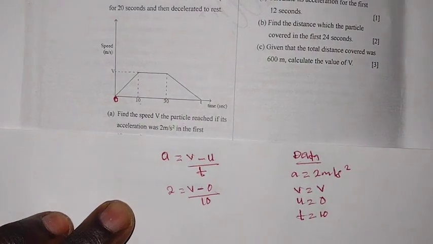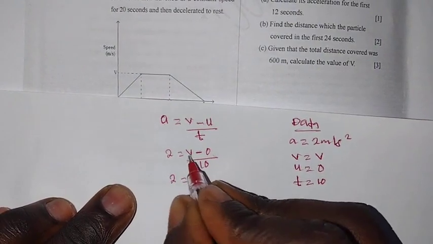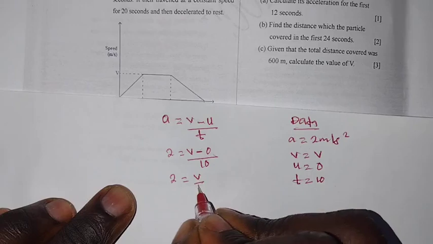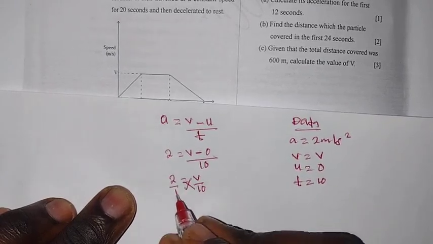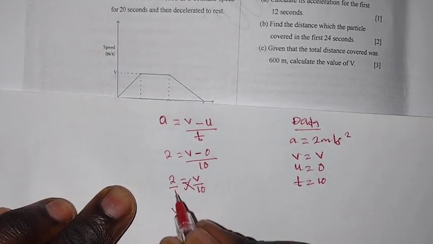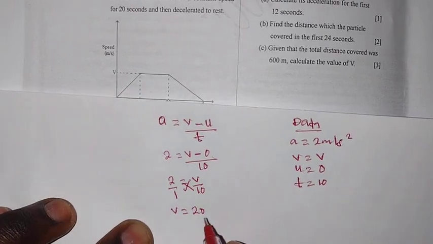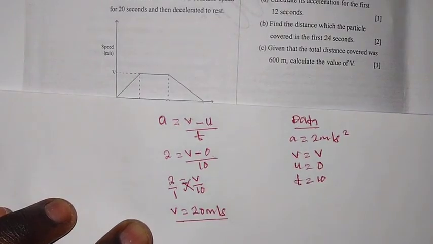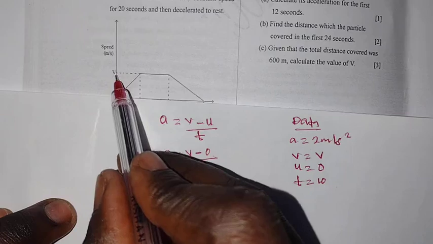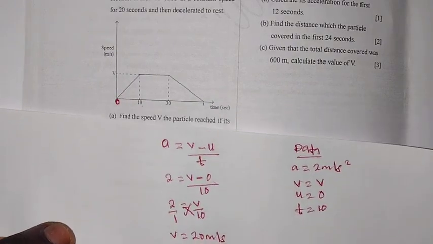So from here, what are we going to do? So from here, we'll say 2 is equal to v minus 0, which is still v, over 10. So we divide this by 1, then cross multiply. 1 times v, it's v equal to 2 times 10. We'll get 20. So v is equal to 20 meters per second. So this is the value of v. So right here, there was 20 meters per second. We have answered our first question.